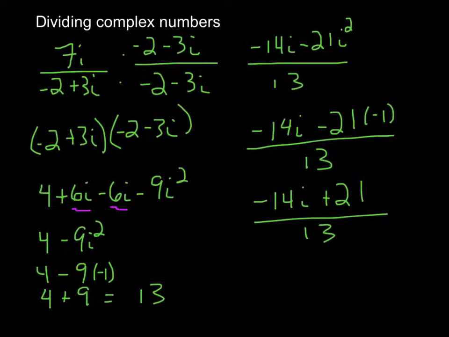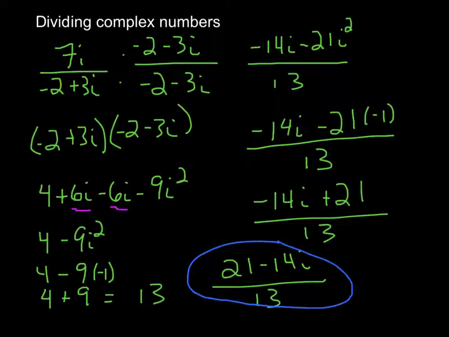Okay, and remember when we write these that the number itself has to come before the complex portion. So we just need to rewrite it as 21 minus 14i all over 13. And that is going to be your answer there: 21 minus 14i all over 13.